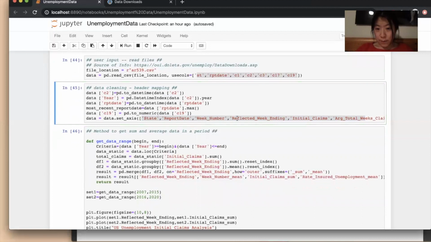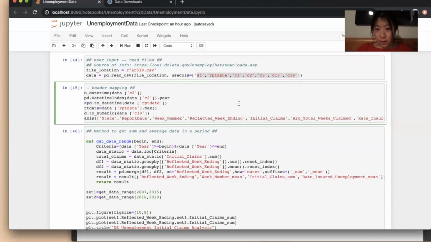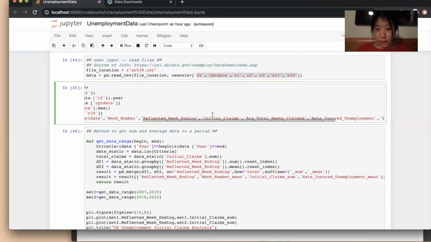And as you can see in the mapping fields, here we will mainly use two metrics. The first one is initial claims. So this one is the number of cases filed during each week because it's weekly data. And the next one is unemployment rate.